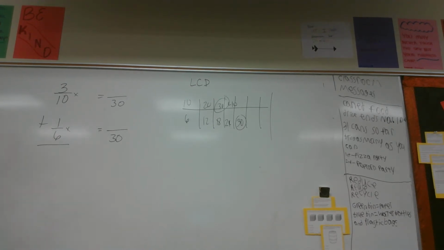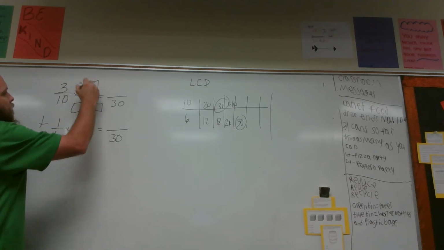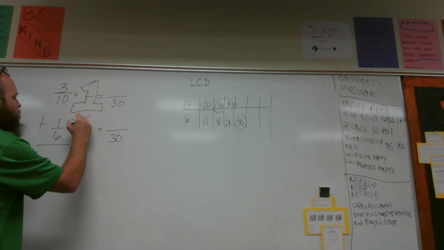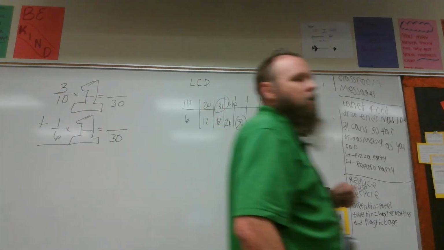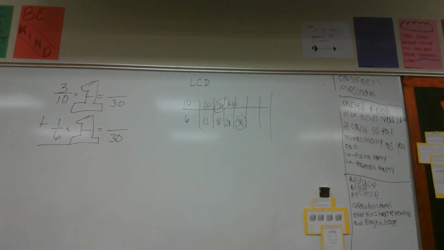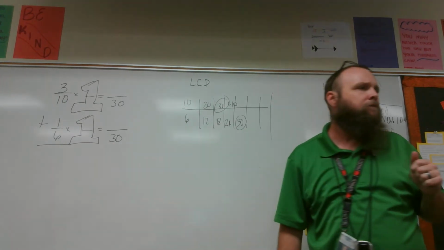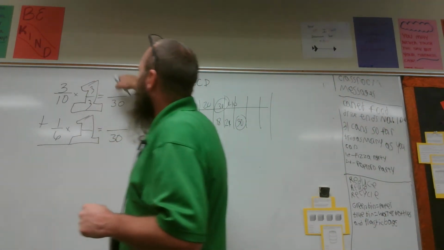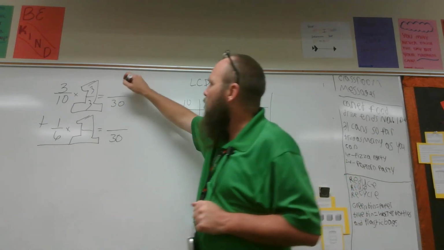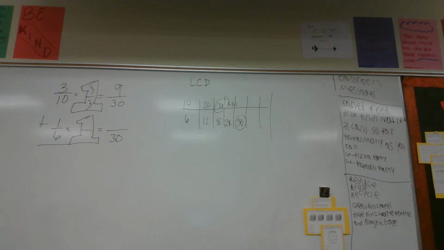Now, Ava, neither one of these have a denominator of 30 already, so I have to change them to an equivalent fraction with something over 30 so that then we can add them because they have a common denominator. So 3/10. What do I multiply by up here? 3/3. Awesome. And I get 9/30. So 3/10 and 9/30 are the same thing.